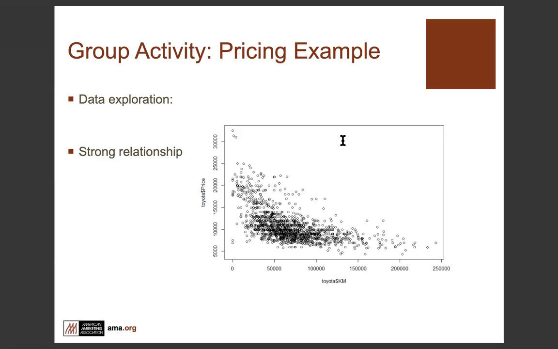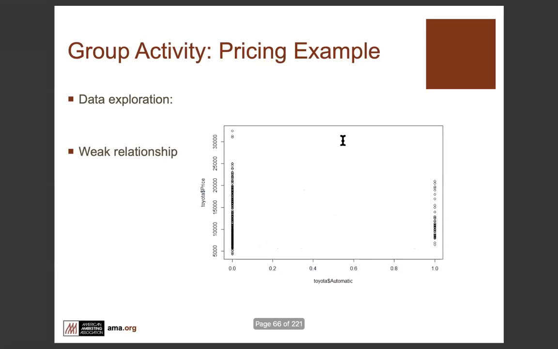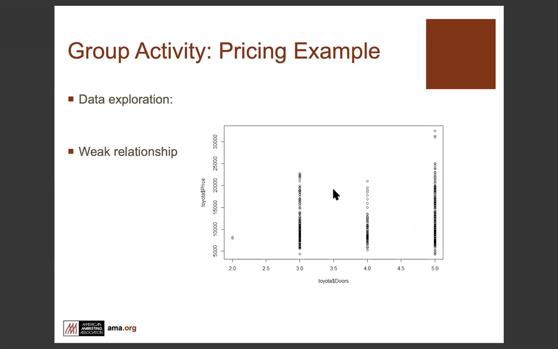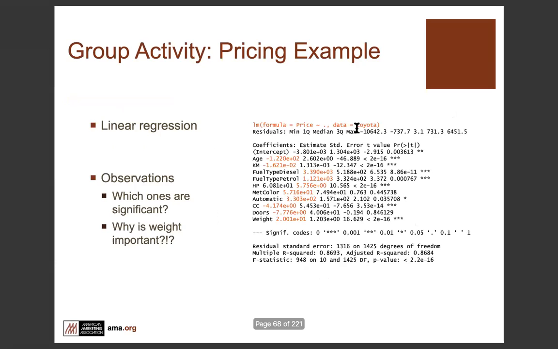Okay, you can do it for Ford, especially Focus. That thing drops like crazy. Okay, and then you have automatic, nothing special. Toyota doors. The more doors you have, the higher the price. Roughly, you got some 5-door car here, which was sold really, really expensive. Probably a Land Cruiser. And then you do the same thing as we did before. Linear regression.